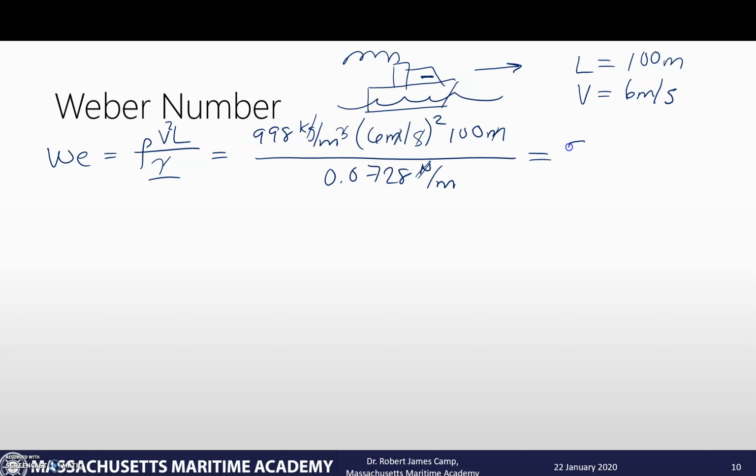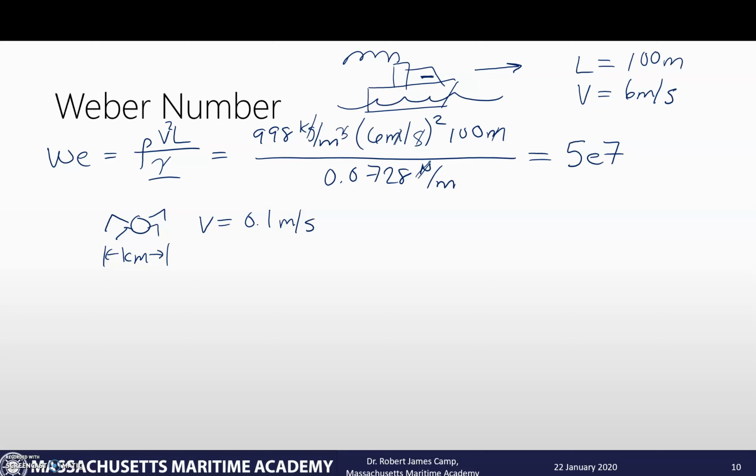And what I'm left with is 5 times 10 to the 7. So a unitless number. Inertia forces are way dominating in the system. We don't really have to worry about the surface tension. So let's change the situation a little bit. Now let's say I've got a little water bug. And let's say his length of contact with all of his legs, his linear contact, is 1 centimeter. And then let's say that he is moving along at 0.1 meters per second.